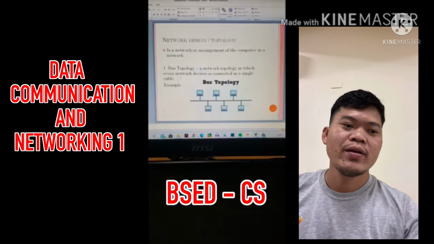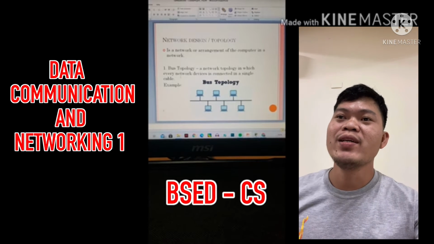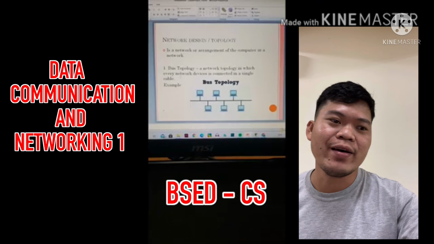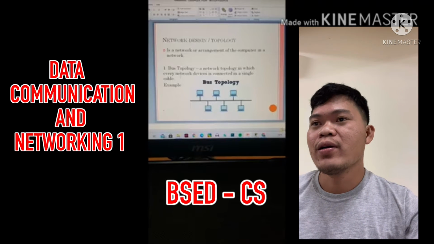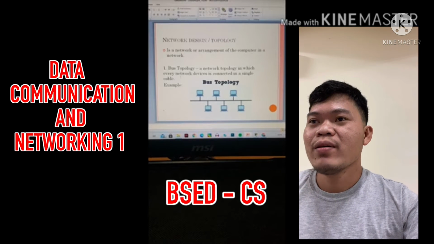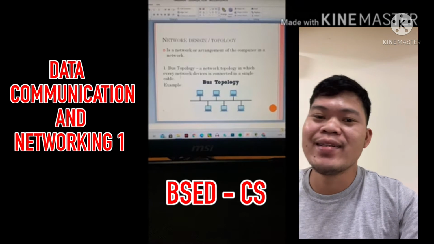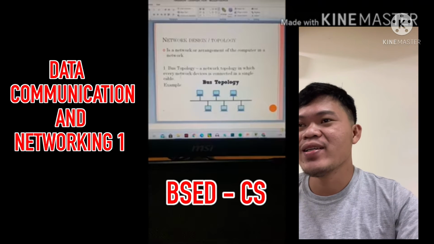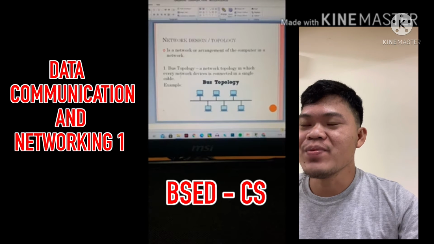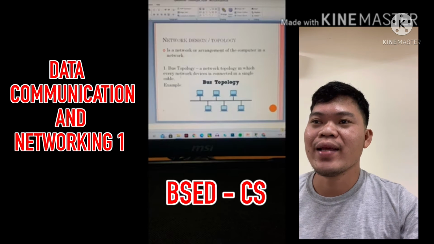So next, we have network design and topology. What is network design and topology? It is the arrangement of the computers in a network. First, we have bus topology. What is bus topology? Bus topology is a network topology in which every network device is connected to a single cable. As you can see in our example, we have 6 laptops that are connected in a single cable.